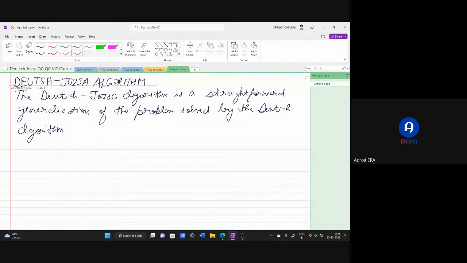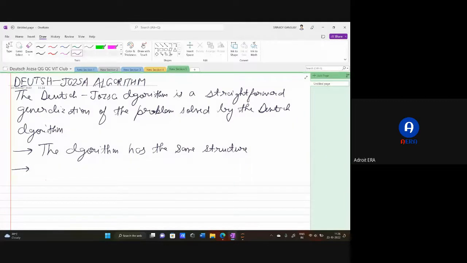Now some points about this. The algorithm has the same structure. This is the first point, and it is important, please note it down. The algorithm has the same structure. It is similar to the Deutsch algorithm which we have seen just now.